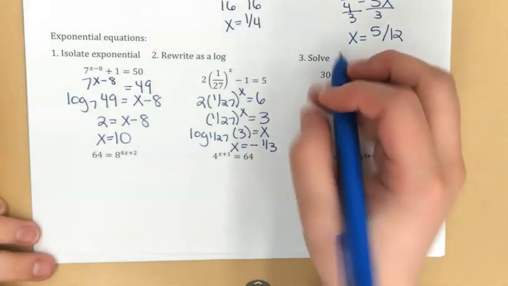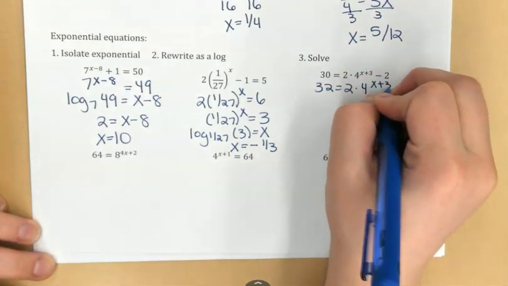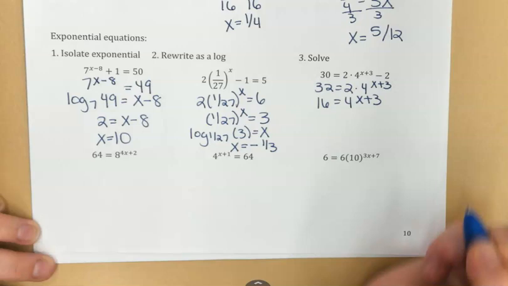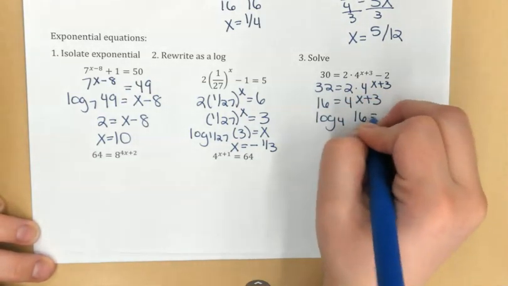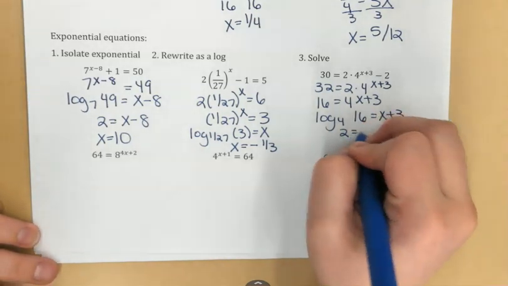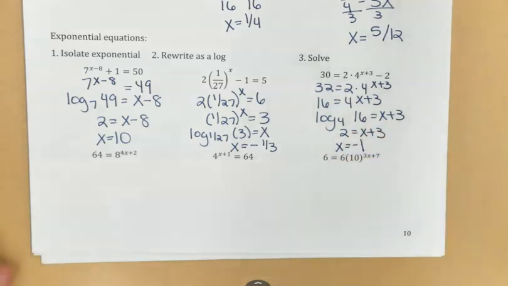On the next one, I need to add 2. Then divide by 2, so 16 is equal to 4 to the x plus 3. So now that this is alone, I can say log base 4 of 16 is equal to x plus 3. Well, log base 4 of 16 is 2. So after I subtract 3, I now know that x is negative 1.